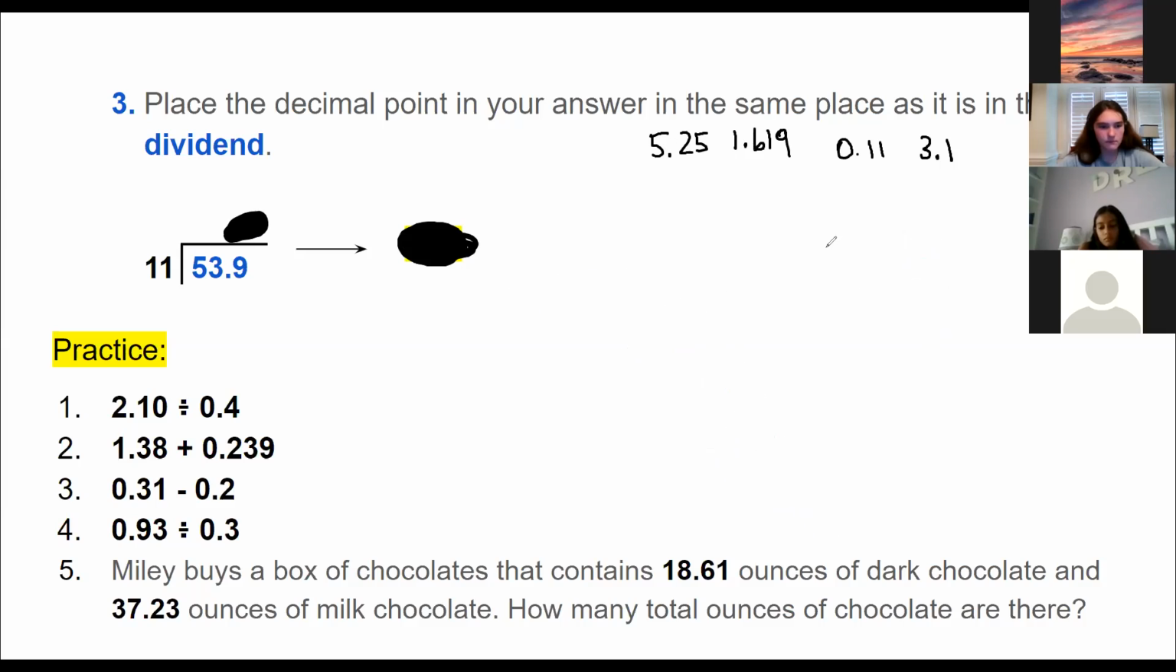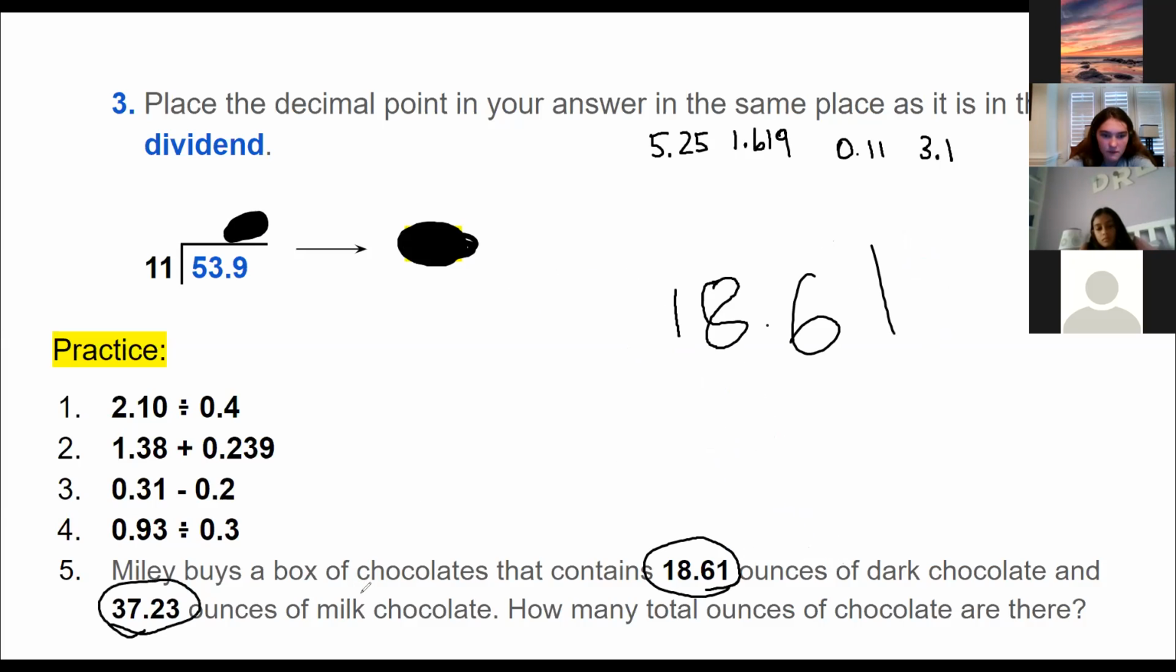Okay. Miley buys a box of chocolates that contain 18.61 ounces of dark chocolate and 37.23 ounces of milk chocolate. How many total ounces of chocolate are there? So they're asking us to add it.